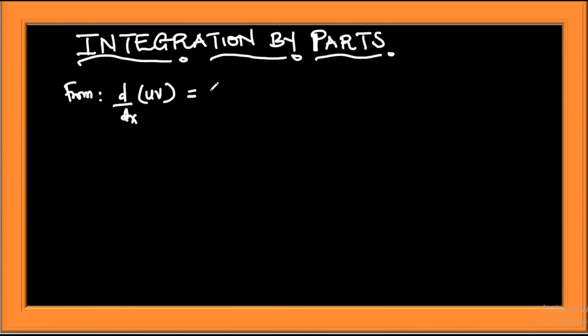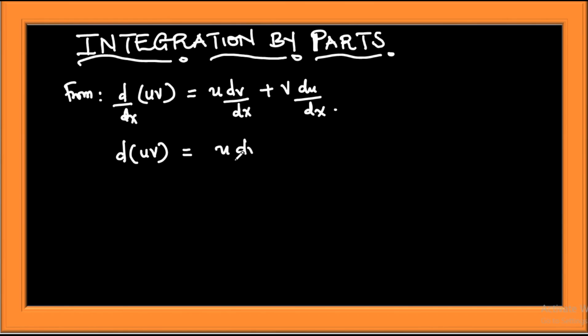which is given as u dv dx plus v du dx, we can clearly say the derivative of uv is equal to u dv dx, then dx, I am multiplying through by this dx here, plus v du dx times dx.